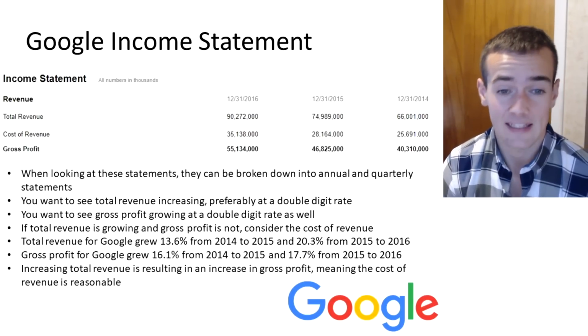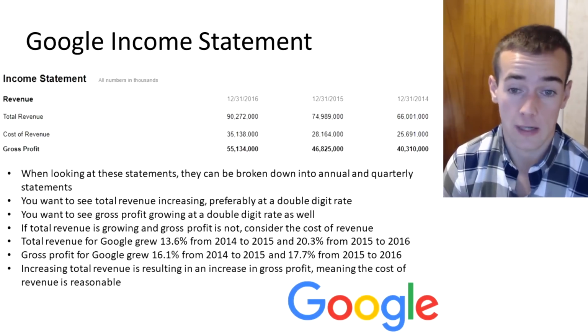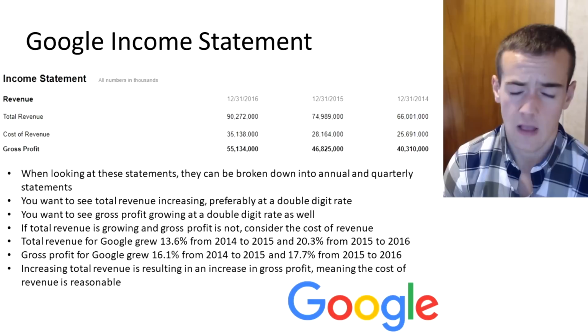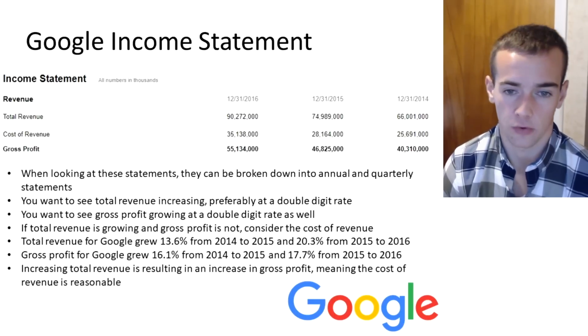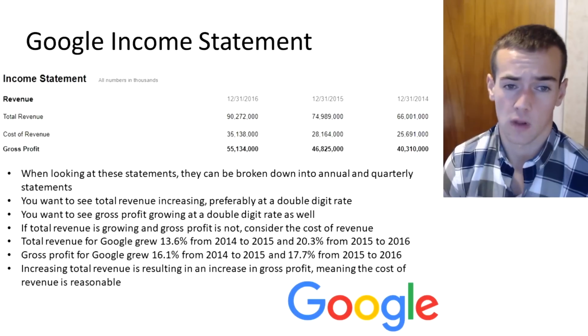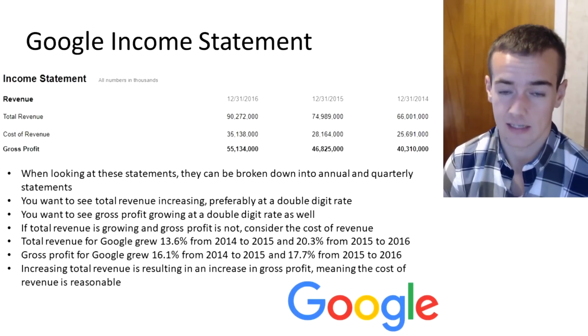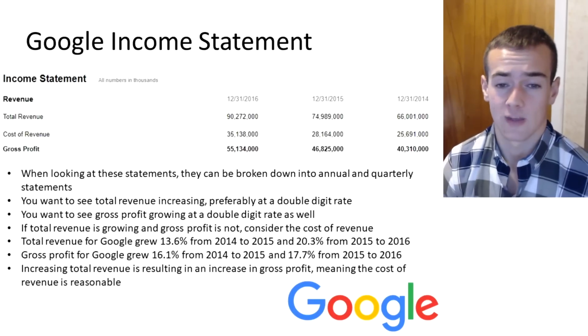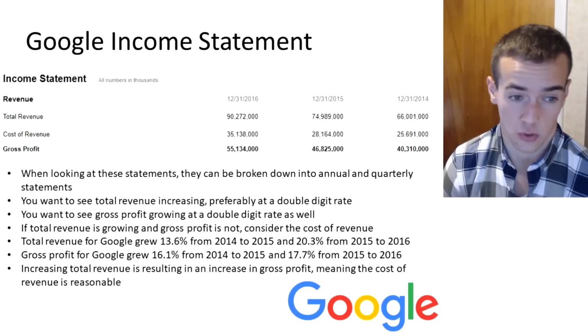So when looking at these statements, they can be broken down into annual and quarterly statements, and it's really a good idea to look at both of these, because as I said, you want to look at 5, if not 10 years of data, as well as the most recent 4 quarters to get an idea of the bigger picture, as well as what's been going on in the shorter term.